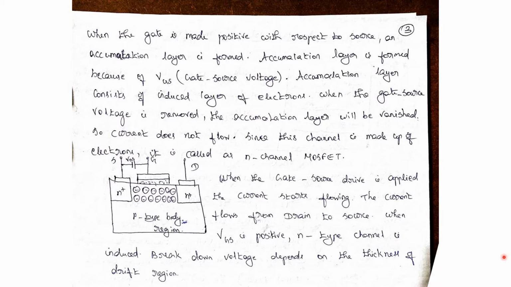The breakdown voltage depends upon the thickness of the drift region. This is the drift region. So the breakdown voltage depends on the thickness of the drift region.